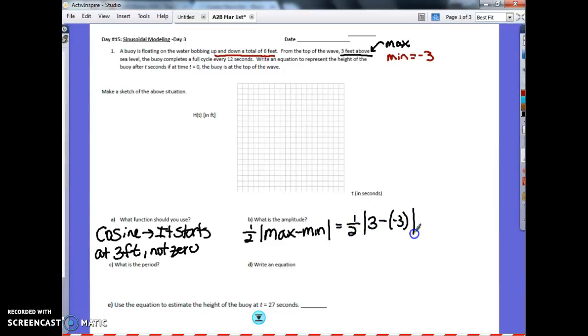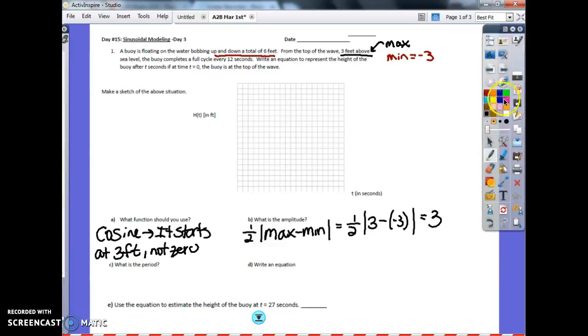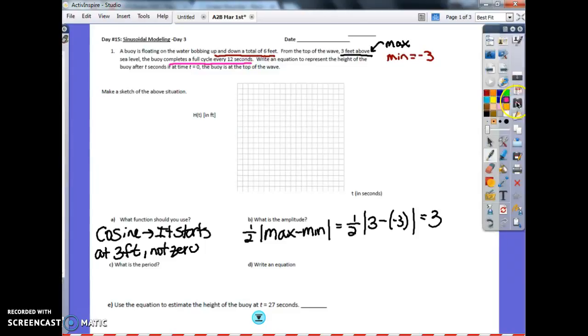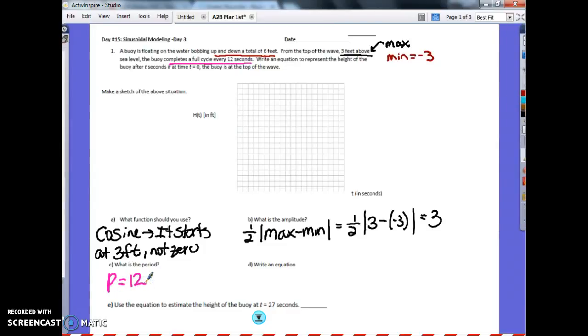As we talked in class, remember, if the maximum and the minimum are the same number, it's going to be that number for your amplitude, which is going to be 3 here. Keep going. What's our period? We don't need the formula 2 pi over frequency here. I've already told you it completes a full cycle every 12 seconds. And that's what period is: how long it takes a graph, sine or cosine, to make one full cycle, in this case, 12 seconds. So the period here is going to be 12.